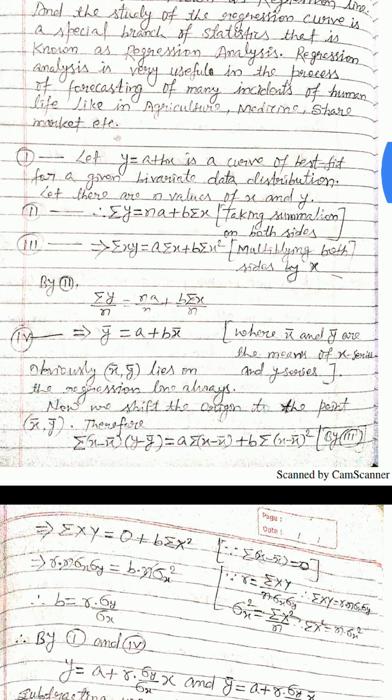If there are many y's and many x's, the number of x's is equal to the number of y's, because in a distribution the total number of x values and y values is always the same. Let it be n, that means n values of x and y. If you take the summation, then the summation of y, and a repeats n times. So that is why it is na here.